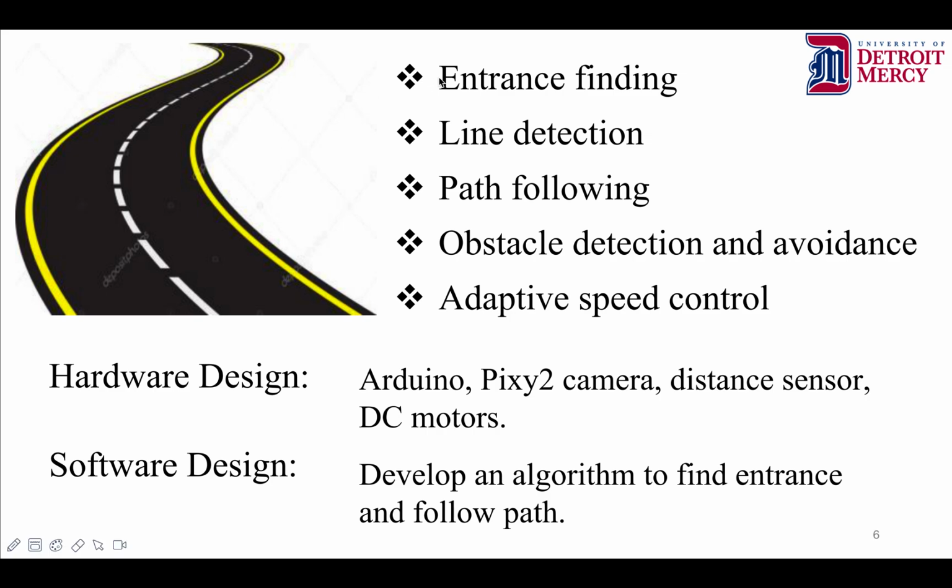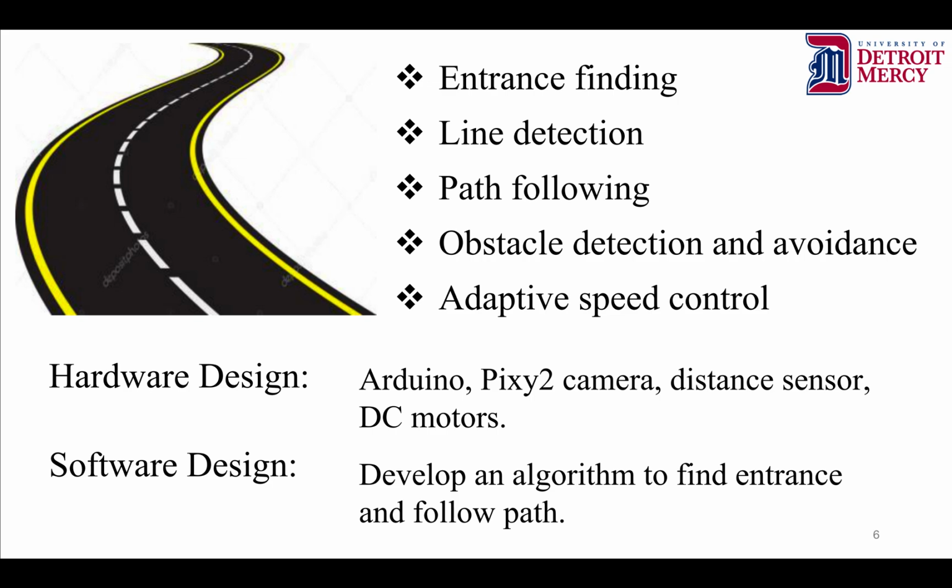The first thing you need to do is entrance finding. You have to find the entrance of this road. The second is line detection. Line detection means that you have to detect the line in two modes. The first mode is color. The second mode is vector. The third part is path following. You have to let the robot follow this path, with obstacle detection and avoidance. And the final thing is adaptive speed control.